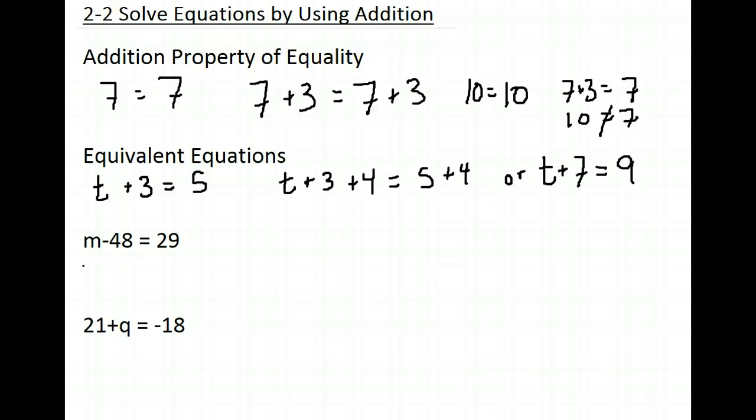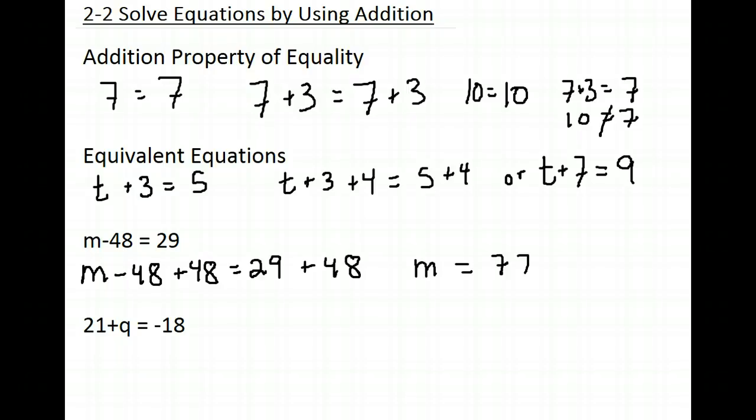Now let's see what happens. So we get m minus 48 plus 48 equals 29 plus 48. I'm looking at the left side, m minus 48 plus 48. If you have negative 48 plus 48, that gives us a 0. And on the right, we have 29 plus 48, which equals 77. So on the left, we have just our m, and on the right, we have 77. So now we know that m equals 77.